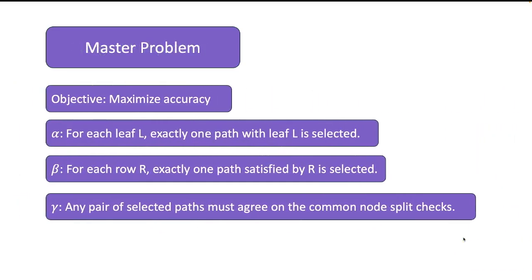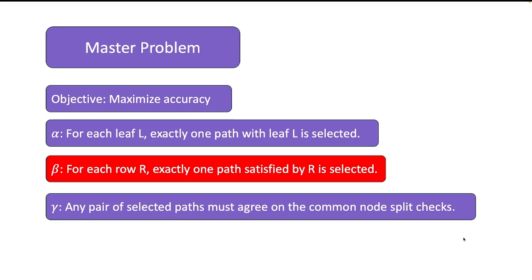The second contribution came again from the master problem. If you look carefully at this master problem, you'll realize that these beta constraints are essentially not needed. If you have one path selected for every leaf, and all of these selected paths are consistent with each other, with the same split checks at the different nodes, and you have maximized the training set accuracy, then the given row will only satisfy one selected path, because it will eventually land in only one leaf.